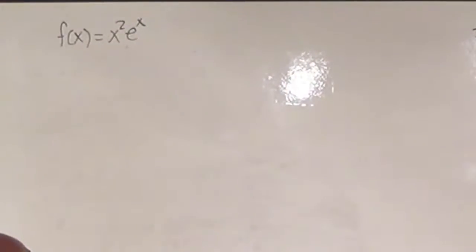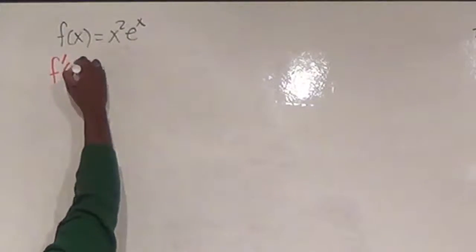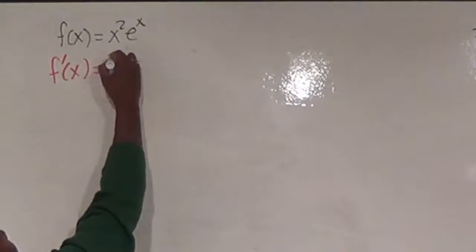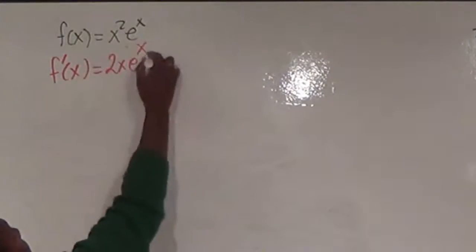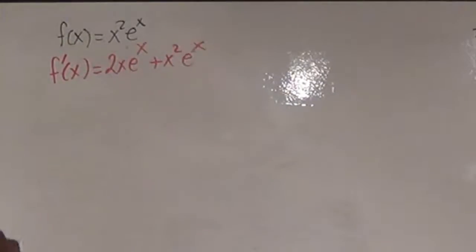Okay, so again, the first thing we're going to do is find the derivative. So here f prime of x looks like, here we're going to need a product rule. So 2x e to the x, derivative of the first times the second, plus the first times the derivative of the second. Okay. Again, once we have the derivative, we want to find the critical values.